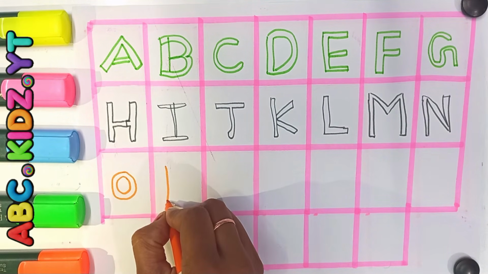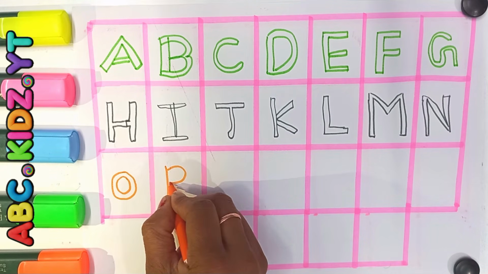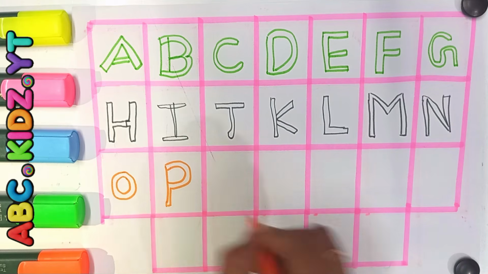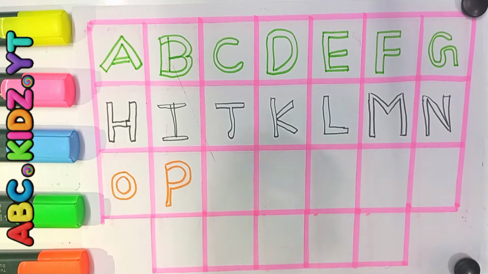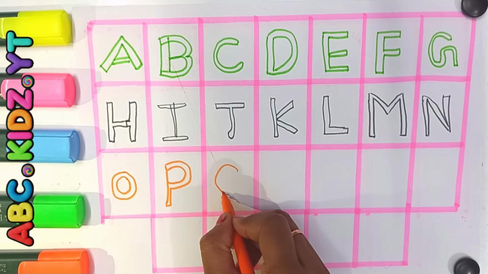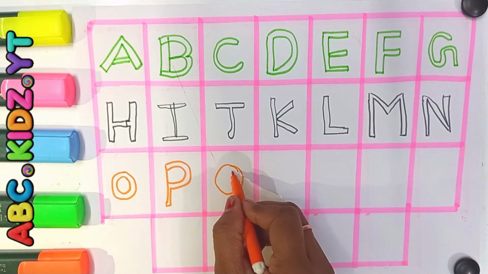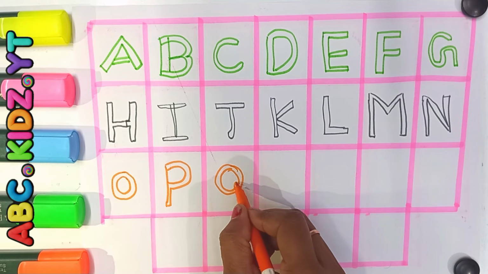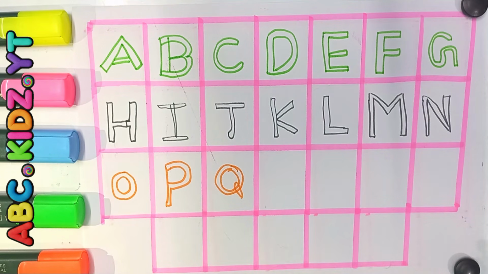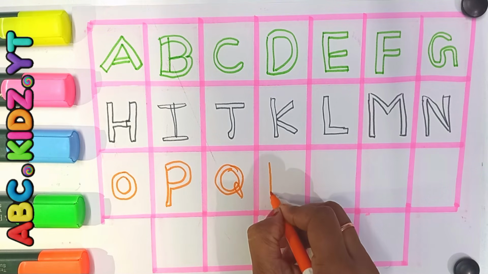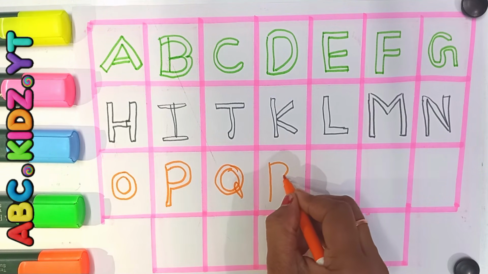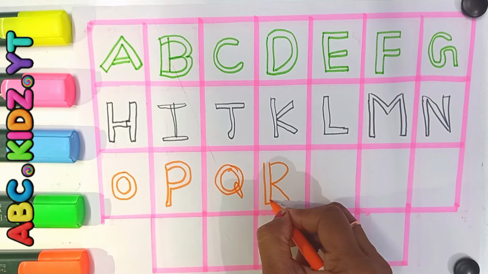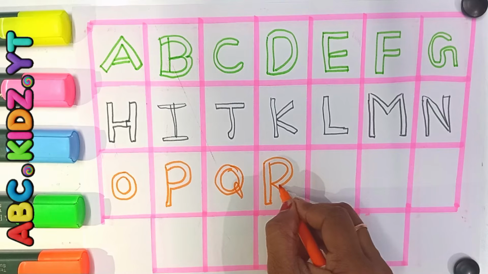P for parrot. P for parrot. Q for queen. Q for queen. R for rabbit. R for rabbit.